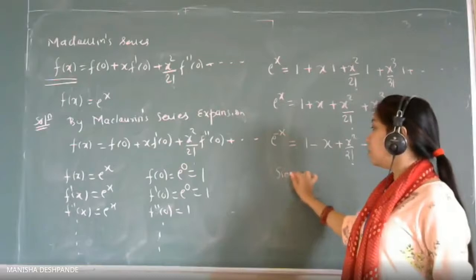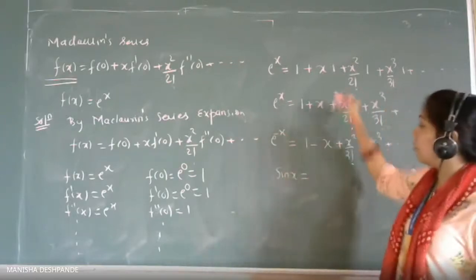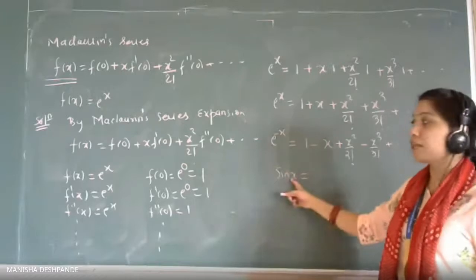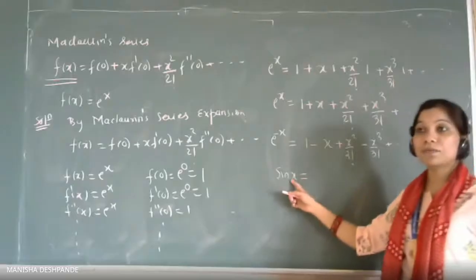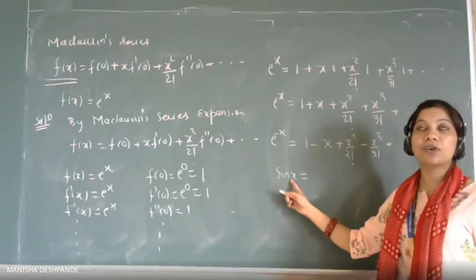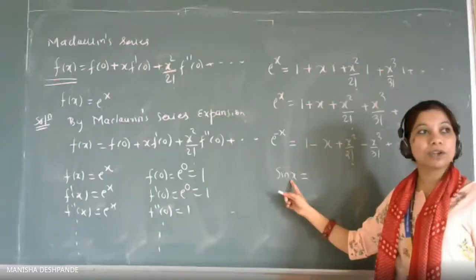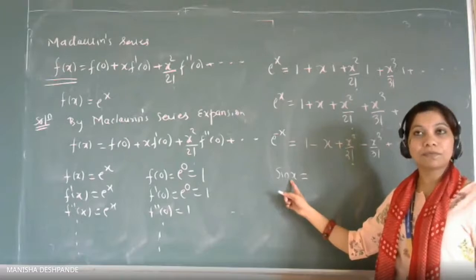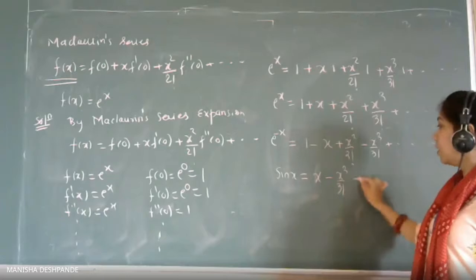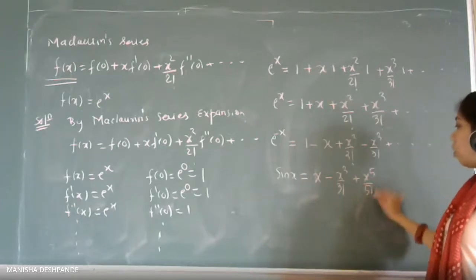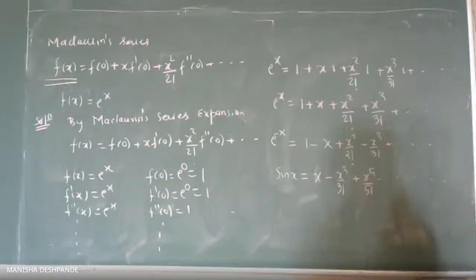Do you want me to prove it? Actually, it is with the help of the same Maclaurin series. f of x is sine x, so f dash of x will be cos x. Then double dash will be minus sine x. And then sine 0 is 0. Do you want me to prove it or should I write it? Ma'am, we know the expansion already. So, if you know the expansion, do you want me to prove it? No, ma'am. Okay, fine. So it will be x minus x cube by 3 factorial plus x raised to 5 by 5 factorial. All odd powers with alternate plus minus sign.